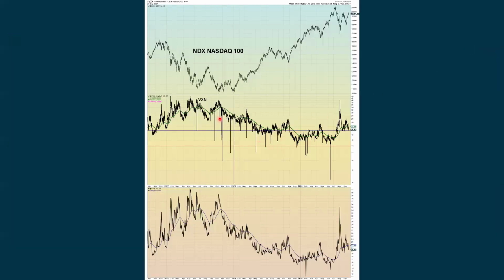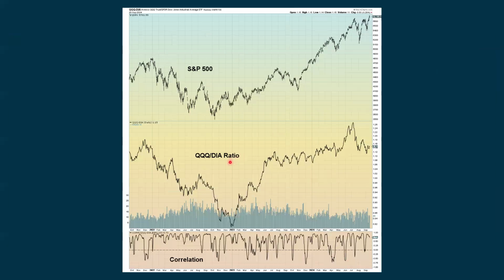And we look at the broad market where the VIX is for the S&P 500. The VXN is for the NASDAQ 100. I don't use the top part because of all these crazy lines on here, but we are declining a little bit as far as volatility of the NASDAQ 100. And then we look at a ratio between the QQQs, the NASDAQ 100, and the Dow, and we compare that with the S&P on top, and we see there's kind of a strong correlation between them.